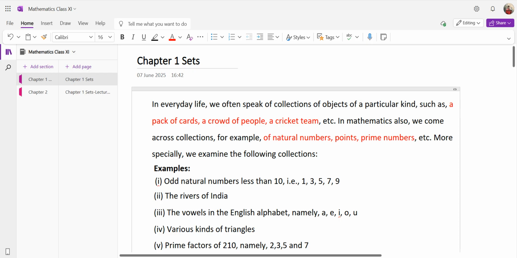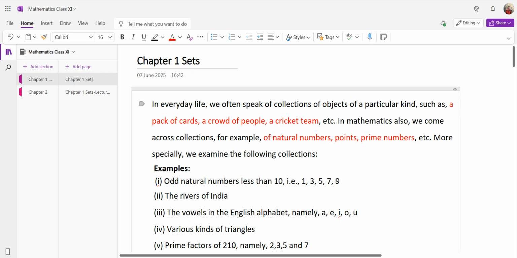In everyday life, we often speak of collections of objects of a particular kind, such as a pack of cards, a crowd of people, a cricket team, etc. In mathematics also we come across collections, for example, of natural numbers, points, prime numbers, etc. More especially, we examine the following collections.